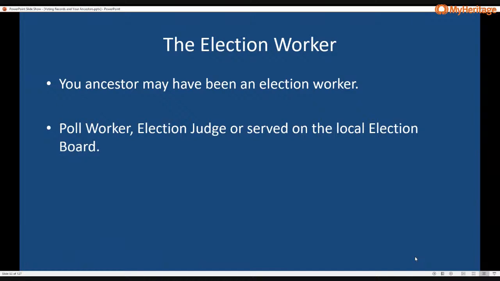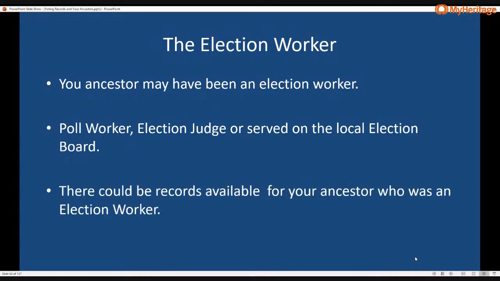Now, these are a little harder to find because they're not saved as much as some of the other records, but you should still be looking for them. What kind of worker could they have been? A poll worker. When you go to vote at the polls, you see people there operating the elections. They're working and they get paid, and they may have generated some records. Maybe they were a local election judge who served on the local election board. Many of our areas have election boards that make the local decisions on how and where to have elections. There may be records for those kinds of things.